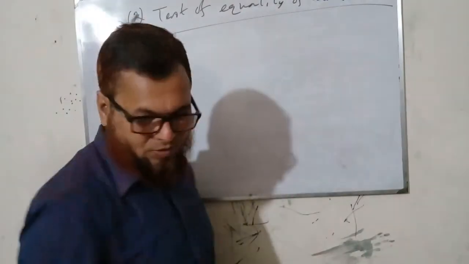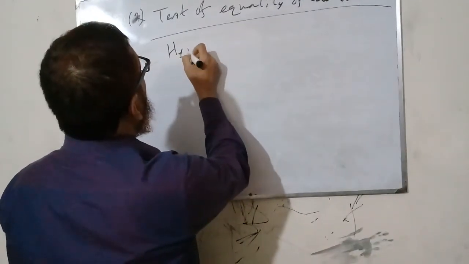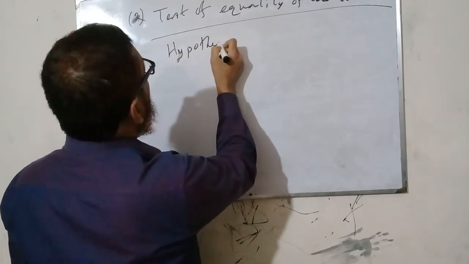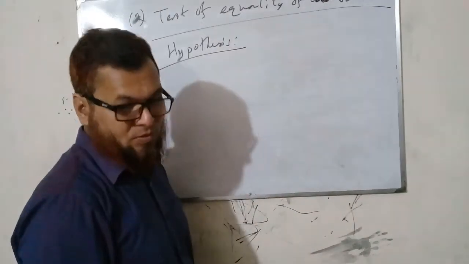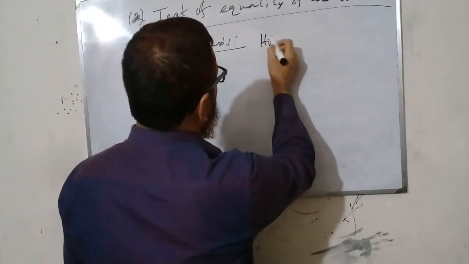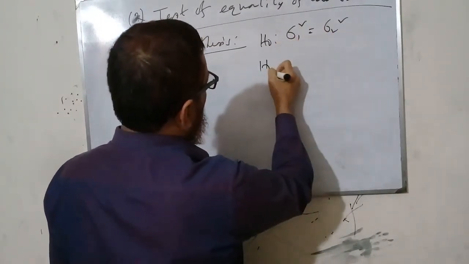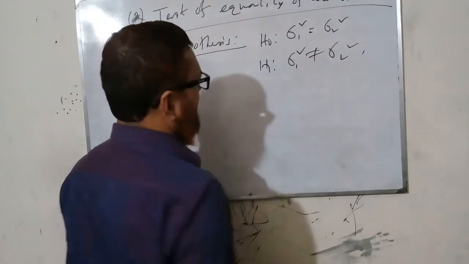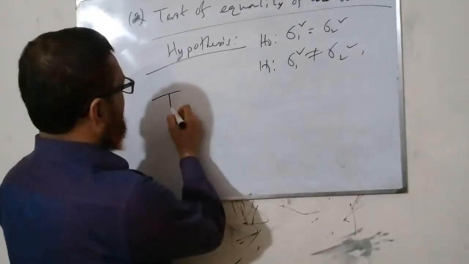Next, the hypothesis. The null hypothesis: sigma1 square equals sigma2 square. Alternative: sigma1 square is not equal to sigma2 square. And next, the test statistic.